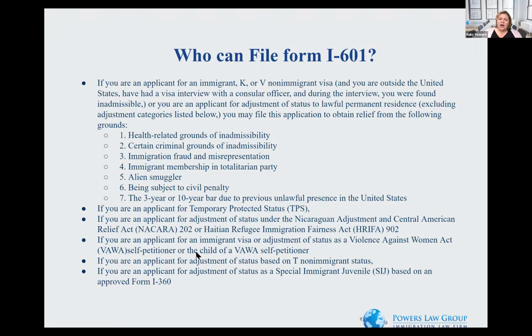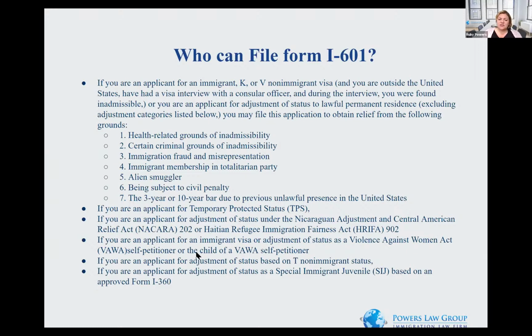So basically, if you're an immigrant or K or V non-immigrant visa applicant, and you're outside the US, you have to have had a visa interview. If you're outside, you need to have the visa interview where they tell you what your inadmissibilities are. You can't submit the waiver before you know what those inadmissibilities are, with very few exceptions. And you were found, or an applicant for adjustment of status, like I was mentioning, where you need to submit this waiver, or you've been told that you need to.